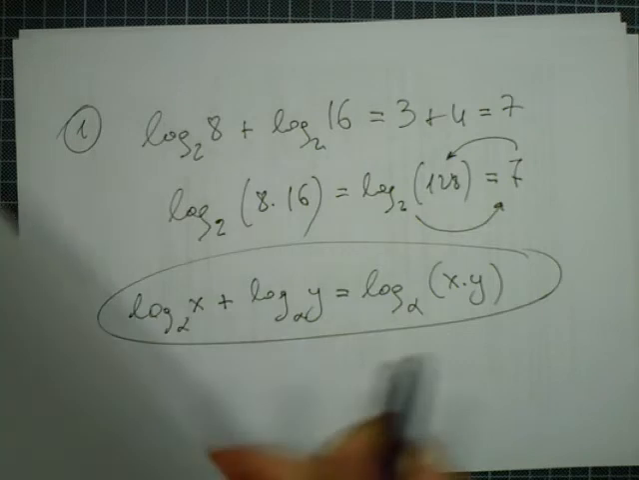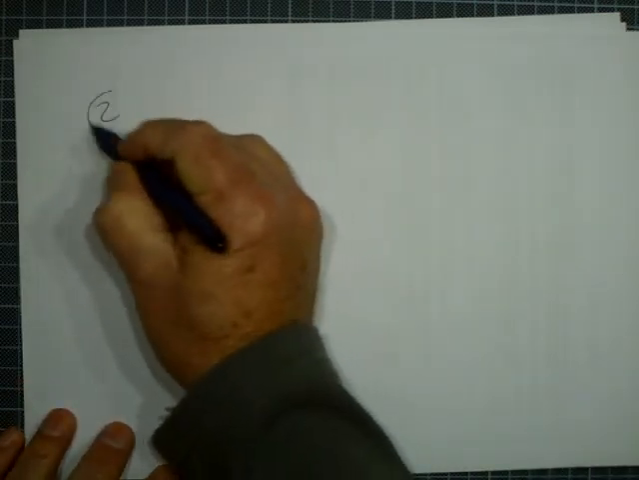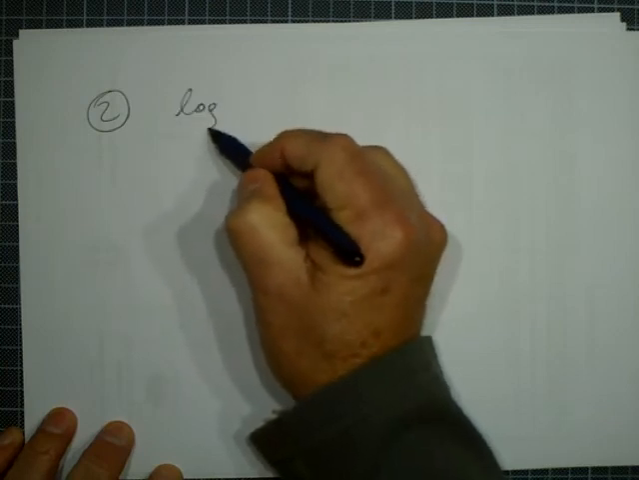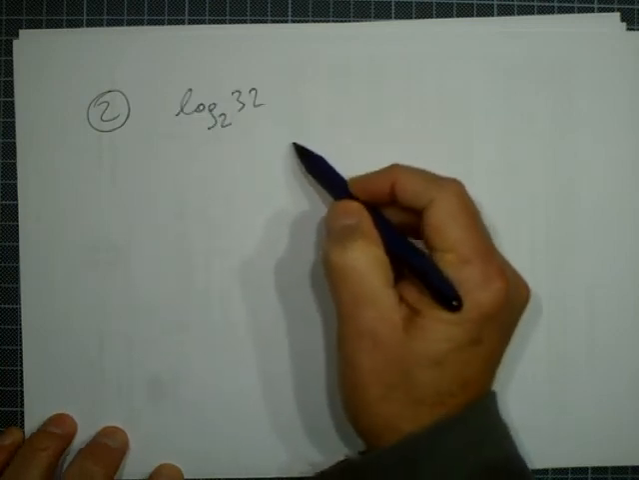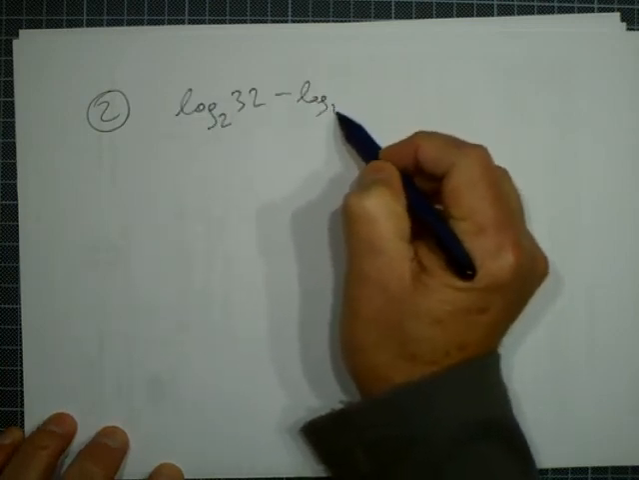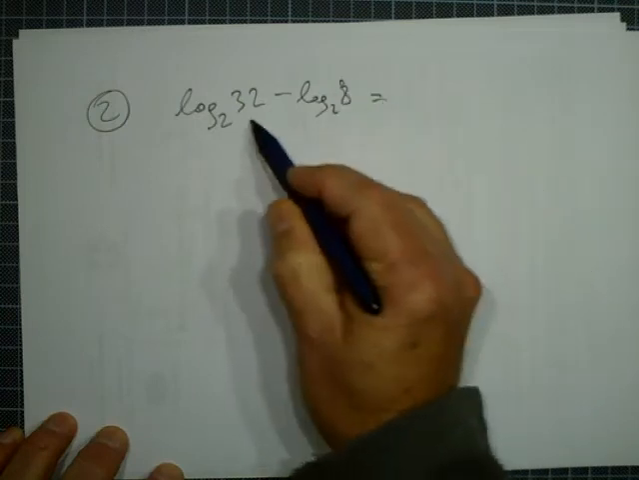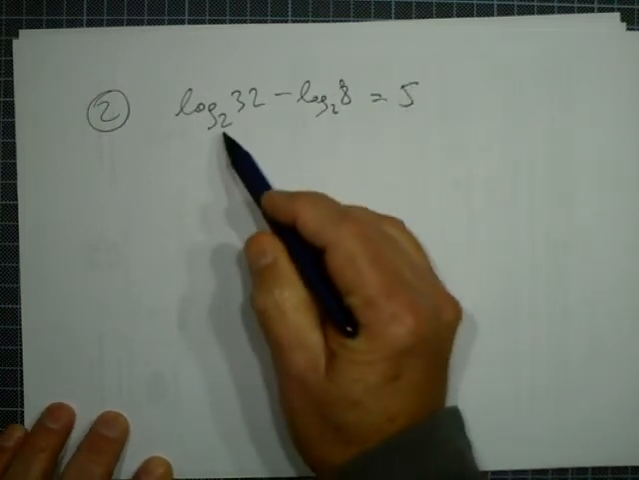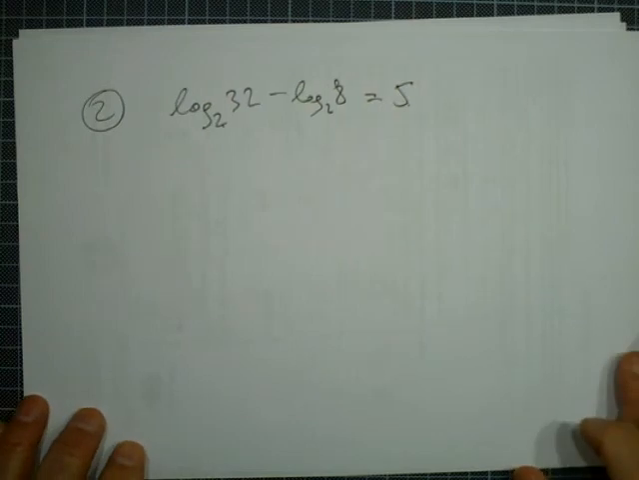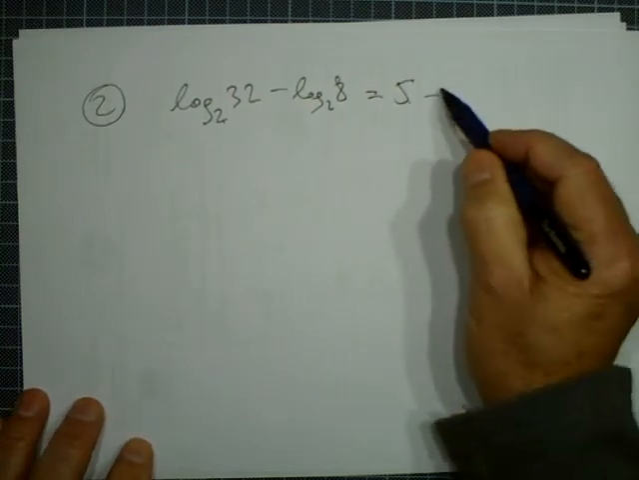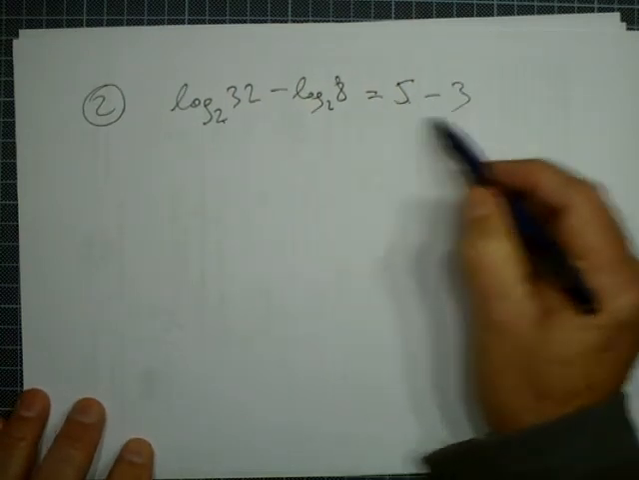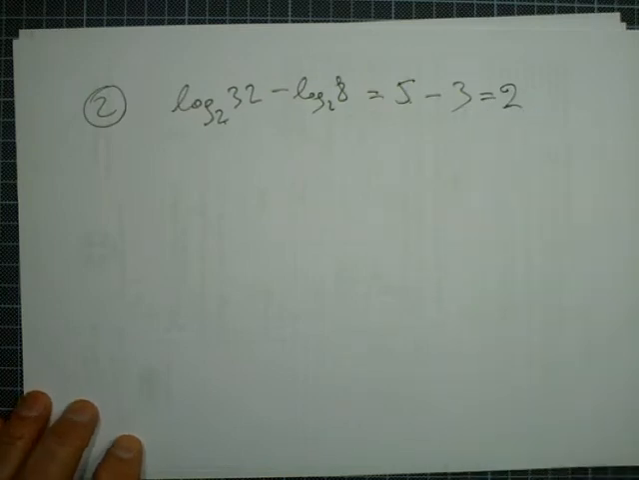Now the second law. As an example again, we give log 2 of 32 minus log 2 of 8. This is 5, as 2 to the power of 5 gives 32. And this is 3, so the result is 2.